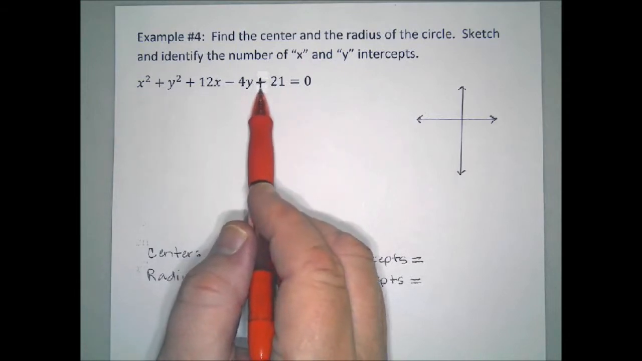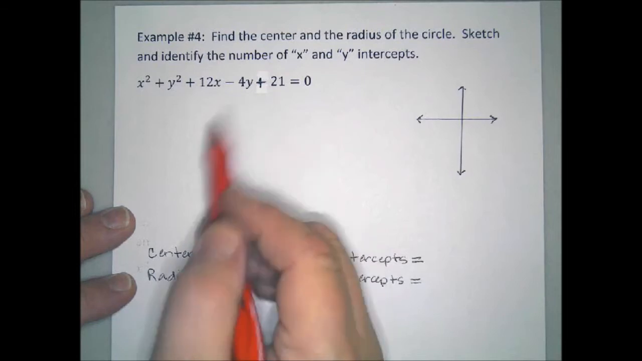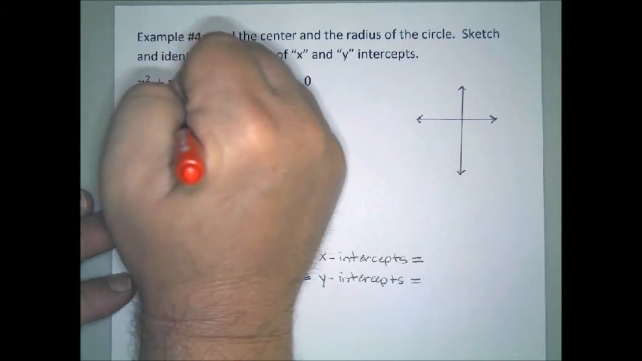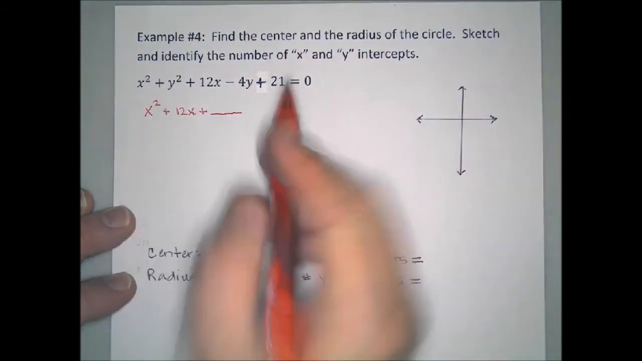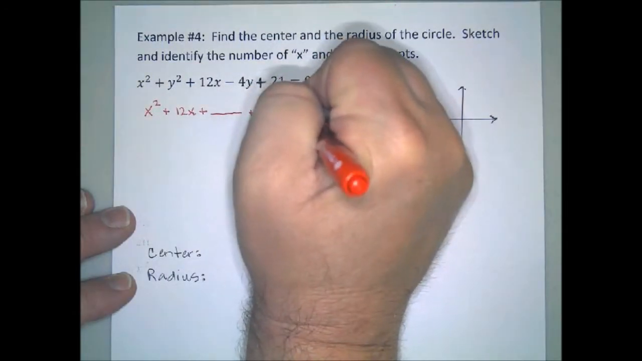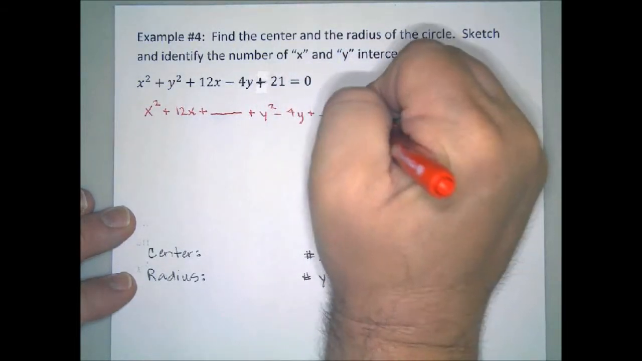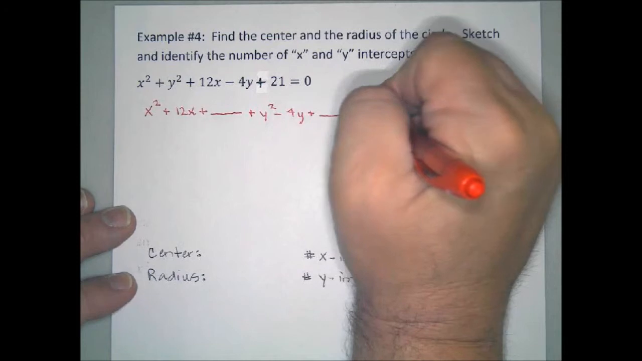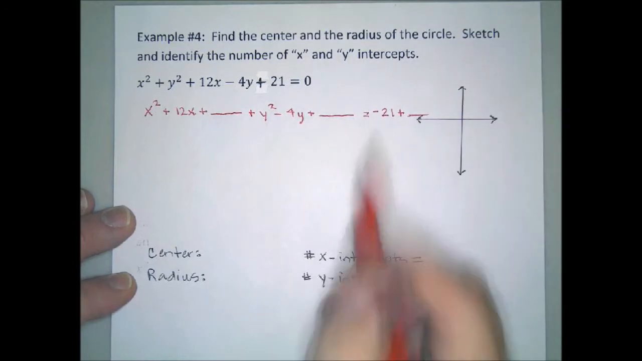So we're just going to start the process of completing the square. I'm going to group my x's, and I'm going to make room for the third part of the trinomial. So x squared plus 12x plus the third missing number. I'm going to do the exact same thing with the y's. Plus y squared minus 4y, and then make room for the third number. Now, the constant moves over to the other side, so that positive 21, when it moves over, will be negative 21. But remember, I'm going to be adding the sum of those two missing numbers.